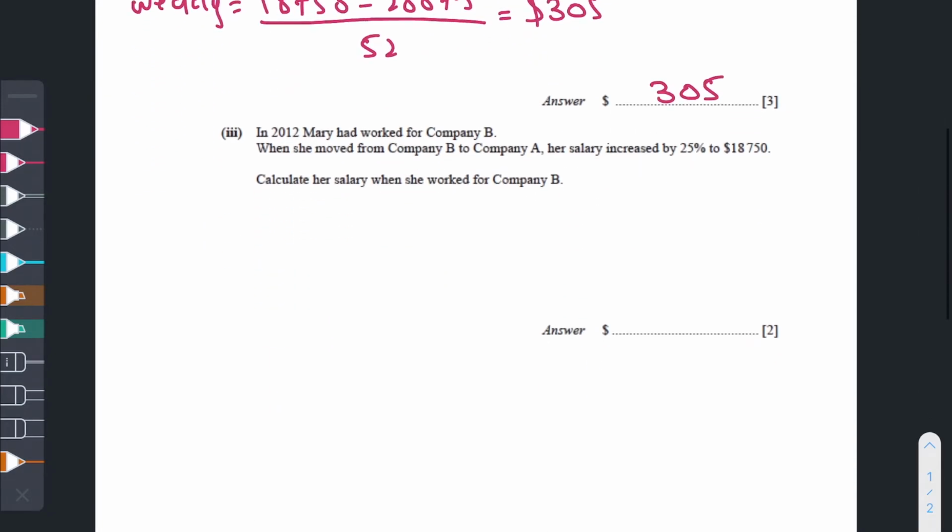The next part of the question says, in 2012, Mary had worked for company B. When she moved from company B to company A, her salary increased by 25% to $18,750. Calculate her salary when she worked for company B.